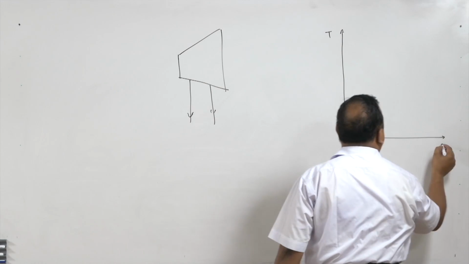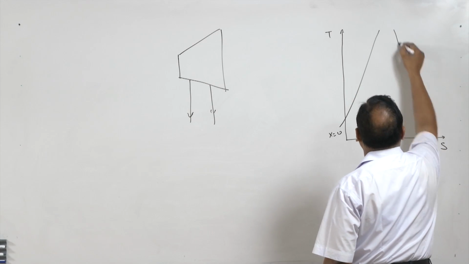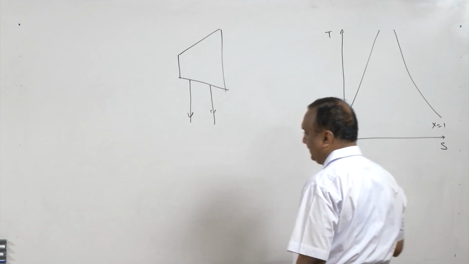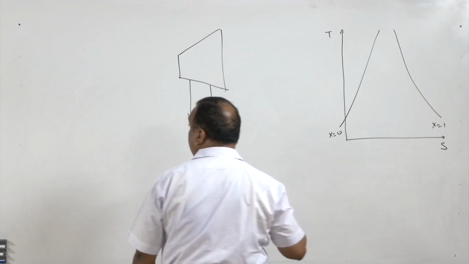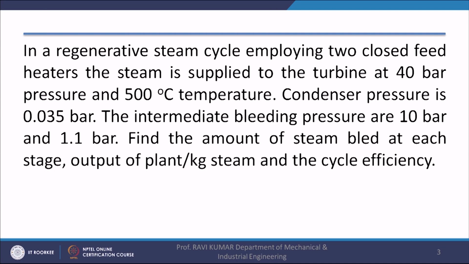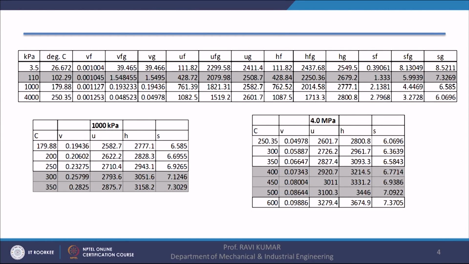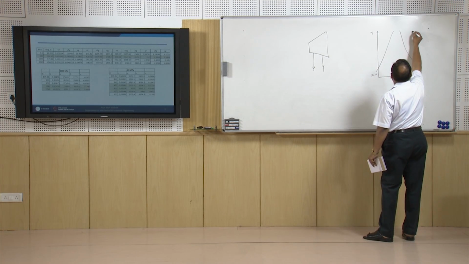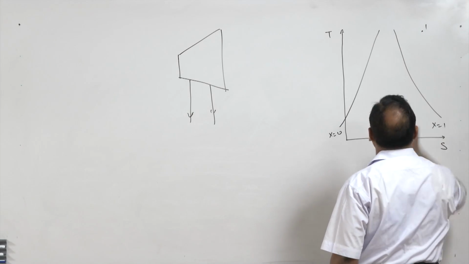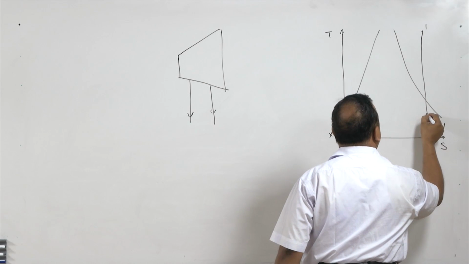Now, this is temperature and entropy. X is equal to 0, and here X is equal to 1. Steam is at 40 bar pressure and 500 degree centigrade temperature. If you look at the steam table at 40 bar pressure, the saturation temperature is 250.35 degree centigrade. Therefore, the steam is superheated. So, state 1 is superheated steam. This is state 1. After state 1, it is expanded to state 2 in the turbine.